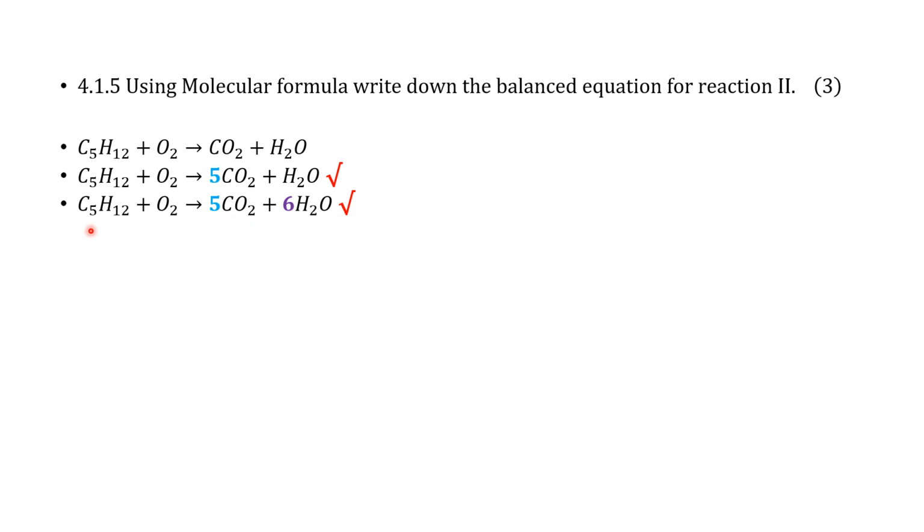They balance. But now 5 times 2 gives me 10 oxygens, and 6 gives me 6 oxygens. 6 plus 10 gives me 16 oxygens. To make 16, that's going to be 8 times 2, so I put 8 in front of O2. Now everything is balanced: 5 carbons, 5 carbons; 12 hydrogens, 6 times 2; and 10 plus 6 gives me 16 oxygens, 8 times 2 gives me 16 oxygens. Therefore my equation is balanced.